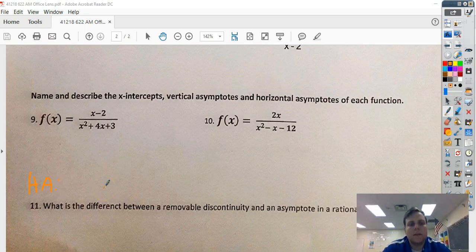Alright, so to find the horizontal asymptote, we look at the degree. The degree of the top is 1, the degree of the bottom is 2. We're bottom heavy, so the horizontal asymptote is y equals 0. Next, I need to factor the denominator and see if I can cancel out anything. The answer is going to be no, but I'm still going to factor the denominator.